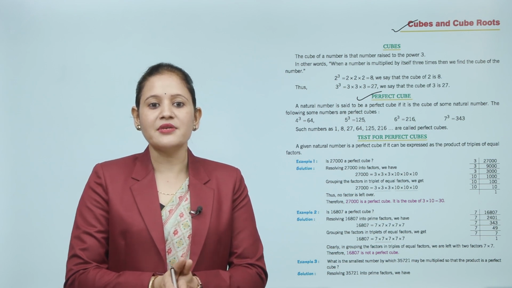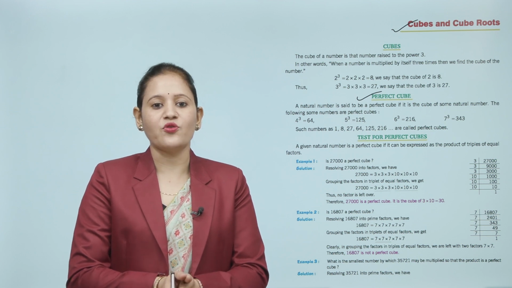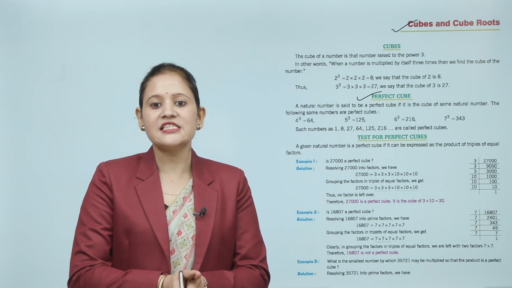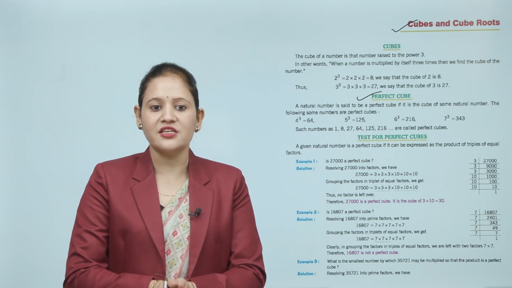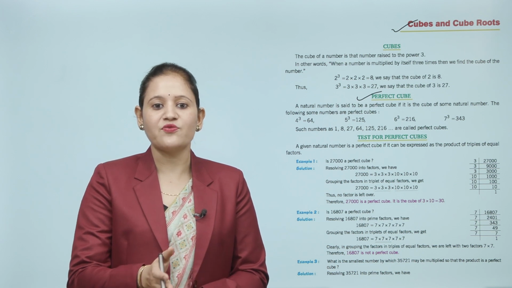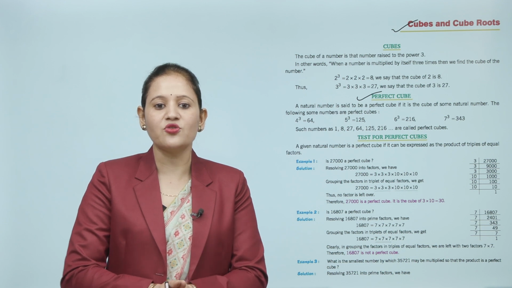The following numbers are perfect cubes. 4 का cube क्या हो जाएगा? 64. 5 cube, that is 125. 6 cube, 216. 7 cube, that is 343. Such numbers as 1, 8, 27, 64, 125, 216 and so on are called perfect cubes.